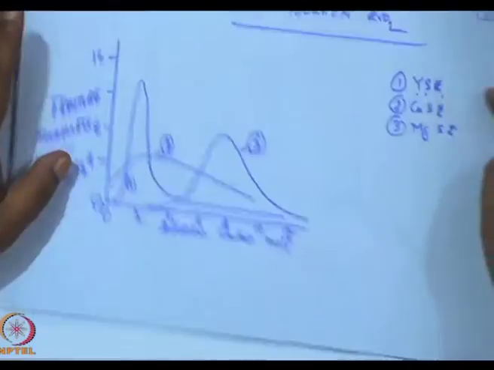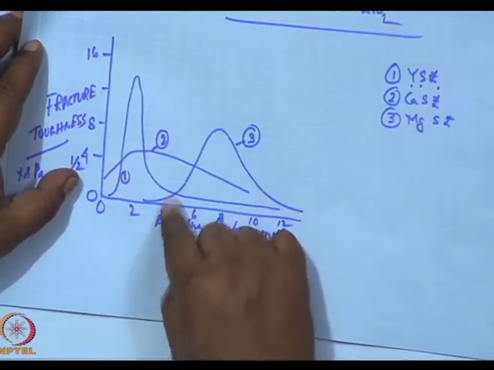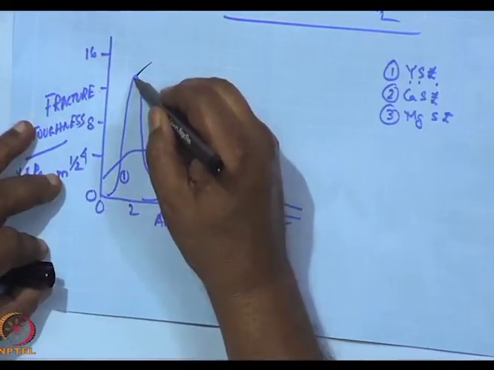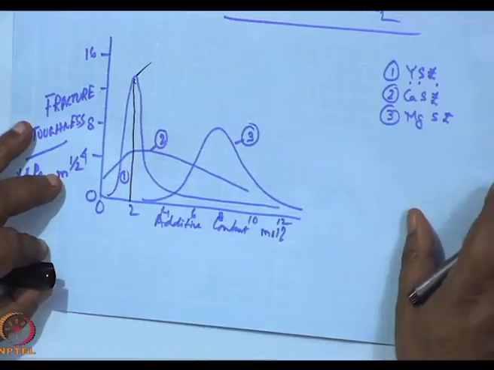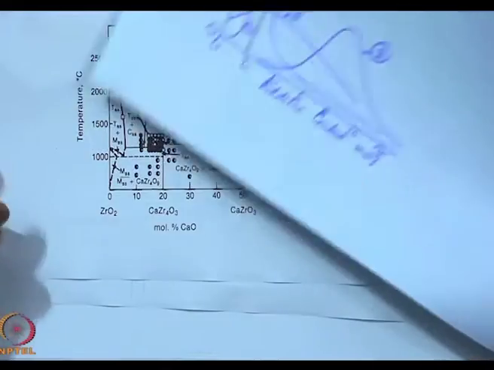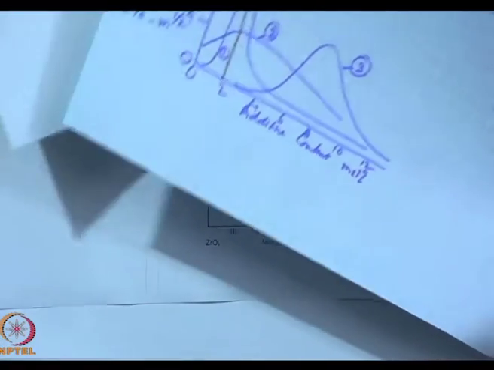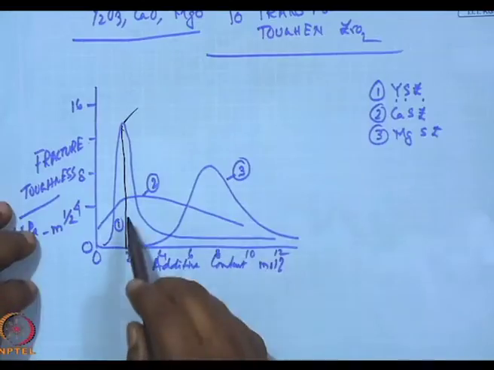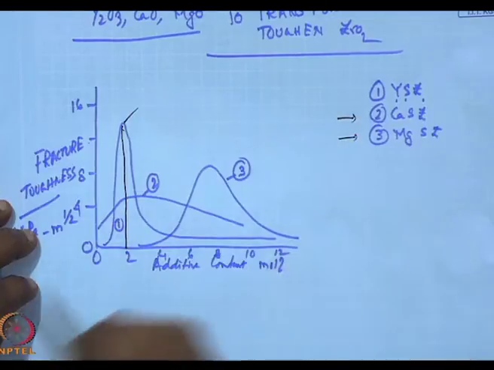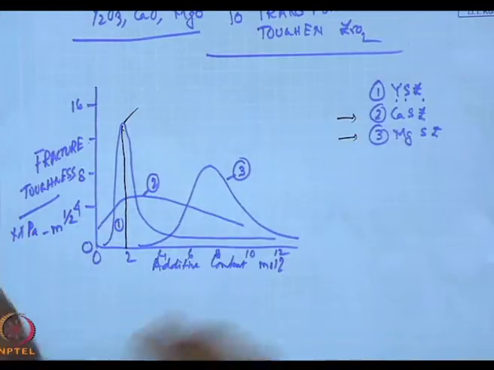Just before the intermission, I was drawing the phase diagram of yttria stabilized zirconia, and I had said that this particular diagram is a loading amount, and at about 2 or 3 mole percent I get the maximum toughening. Now, let us look at why over here with calcia and magnesia I require higher amounts.